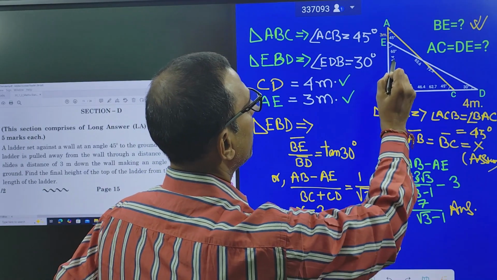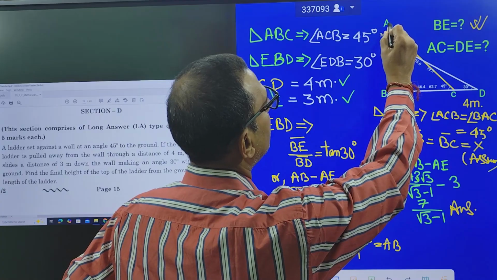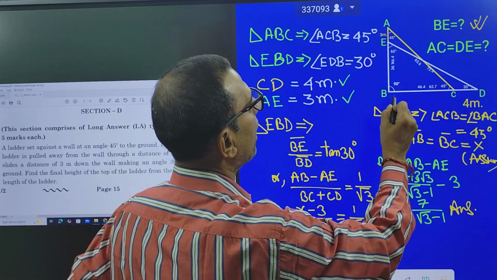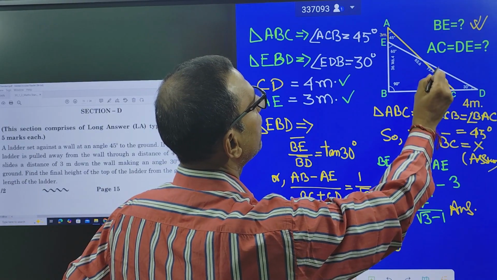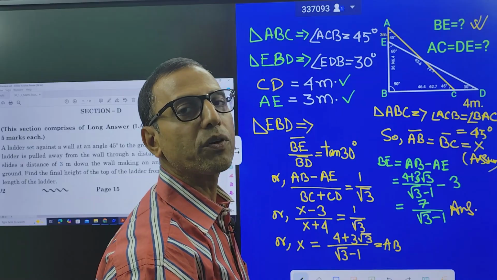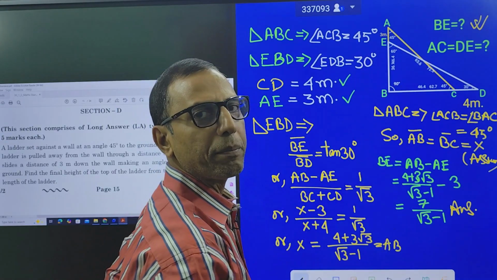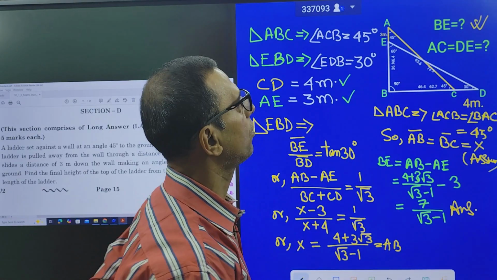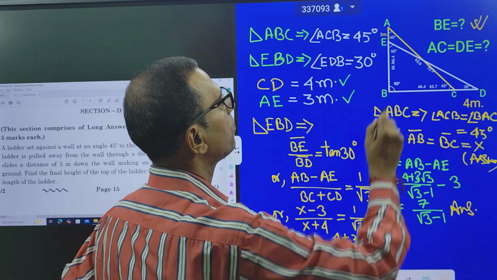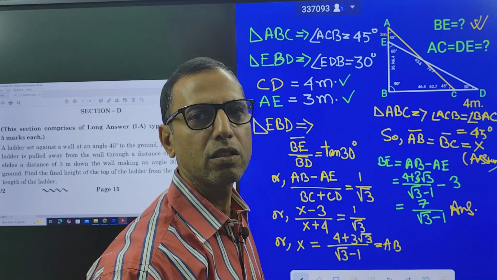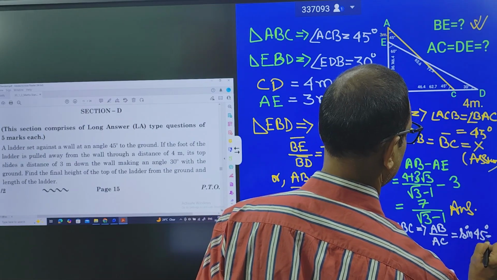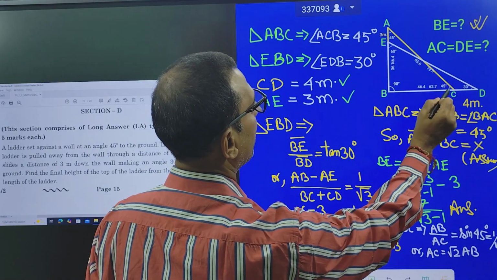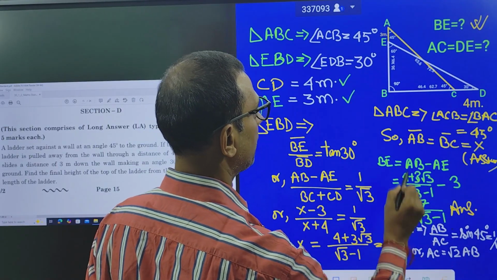If AB is found, then from triangle ABC, if you know the perpendicular and this angle is 45 degrees, what is the value of AC? Sin 45 degrees, so perpendicular by hypotenuse. So AB by AC equals sin 45 degrees, which equals 1 by root 2, and from there you can find out the value of AC. Got it?